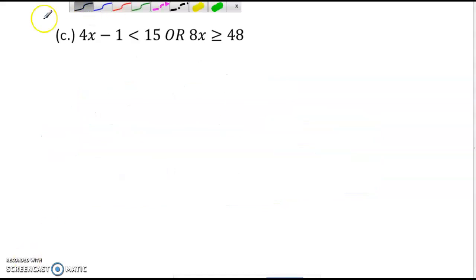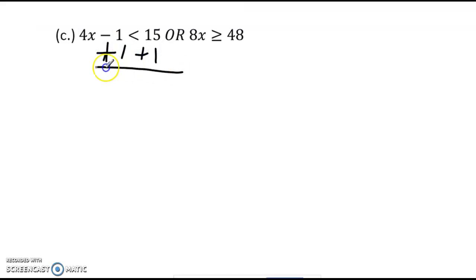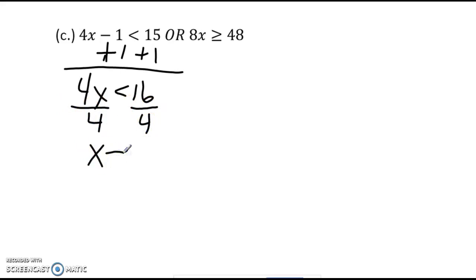Gemma, first step on the left. 4x minus 1 is less than 15. Add 1. And we get 4x is less than 16. And then what? Divide by 4. And I believe that is going to be 4. So x is less than 4.